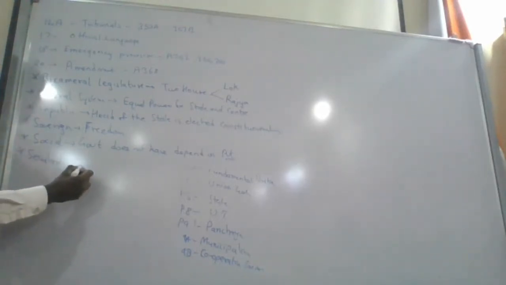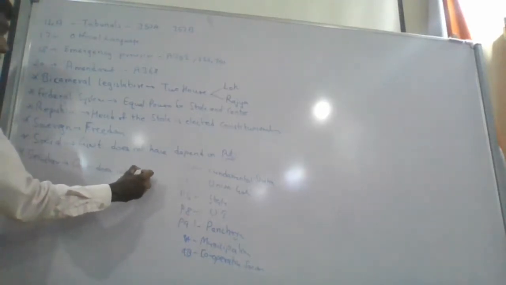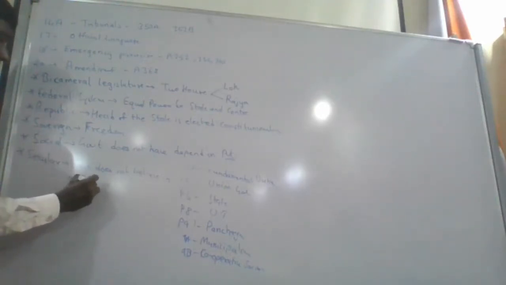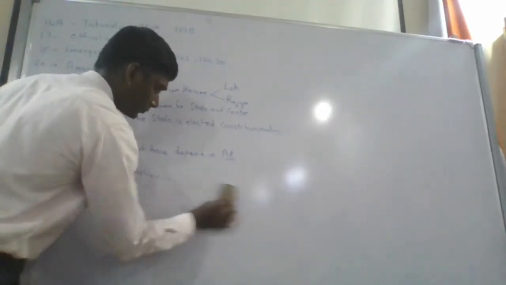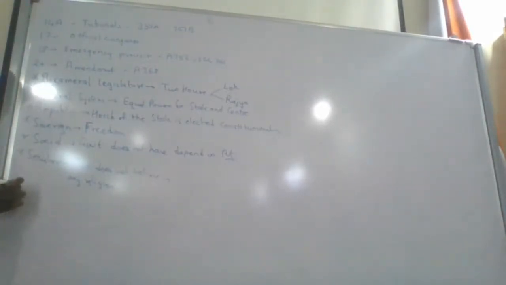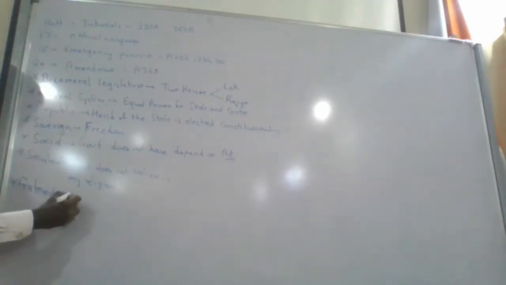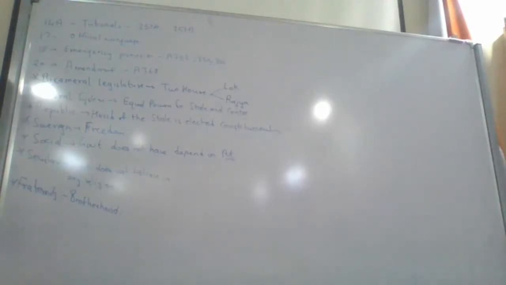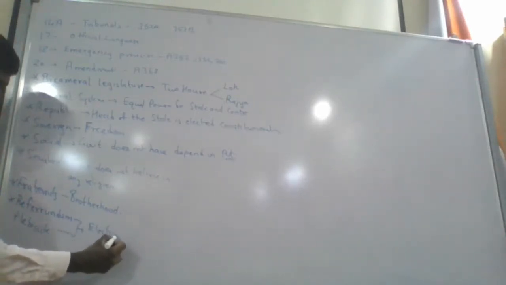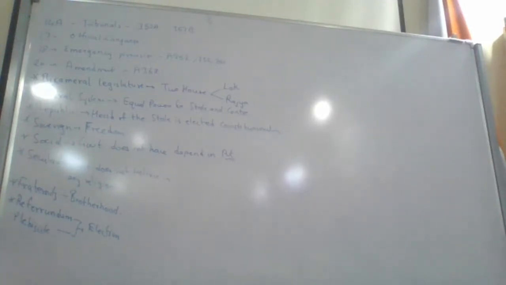Secular, government does not believe in any religion, or government does not give importance to any religion. Over. Next, write down, fraternity. Fraternity means brotherhood. Next, write down, referendum. Referendum, plebiscite. These are the types of elections. When dealing with the election chapter, I'll be talking about this.